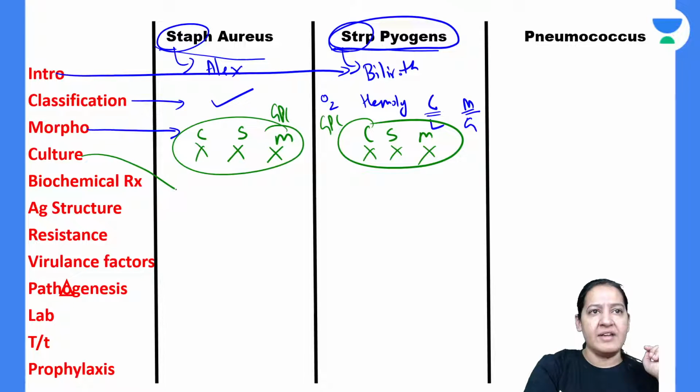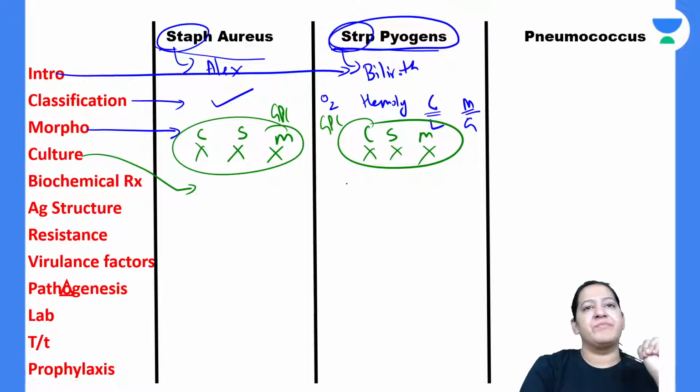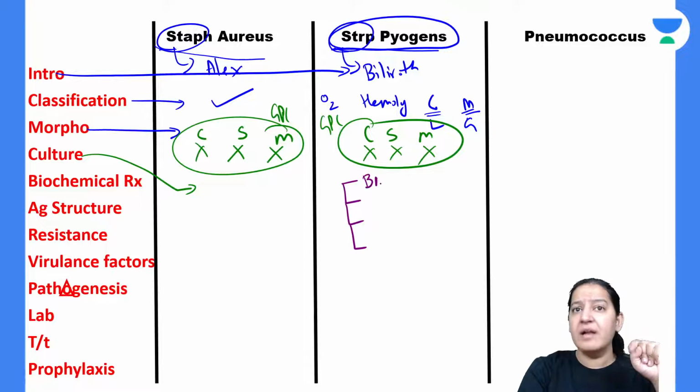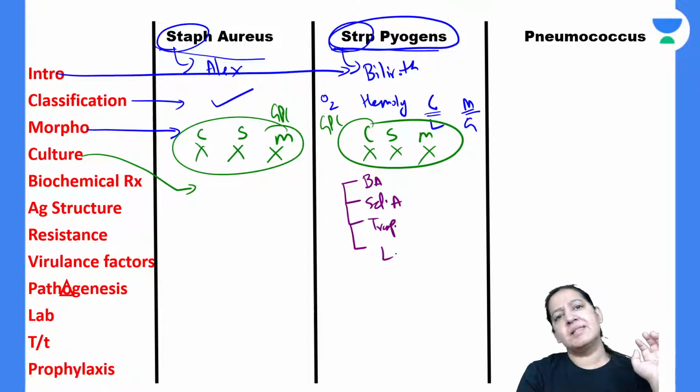For the culture media, yesterday we completed the 6 culture media for Staphylococcus. Today in the morning we completed 4 culture media for Streptococcus. What are the 4 culture media we have completed? One is blood agar, second is selective media, third is transport media, and last is the liquid one.